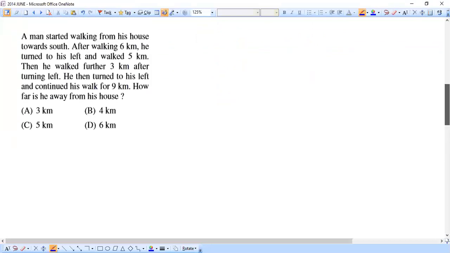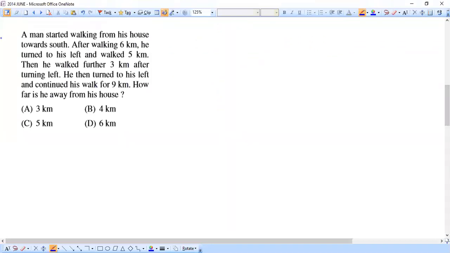Question number 2. We have a reasoning question. And this question is based on directions. Whenever we have questions based on directions, one basic thing we must know about directions, and there's one important formula which is to be known. Okay, let's just see one small basic of this directions.